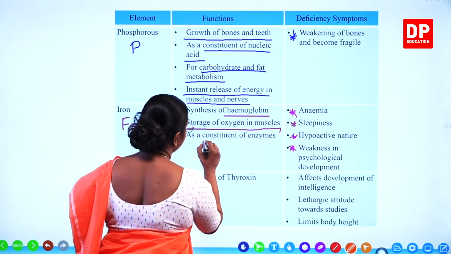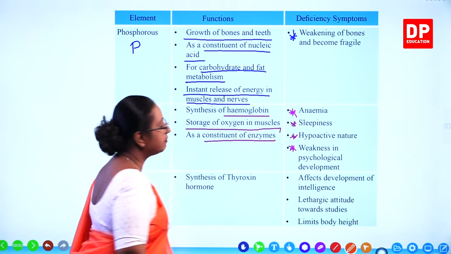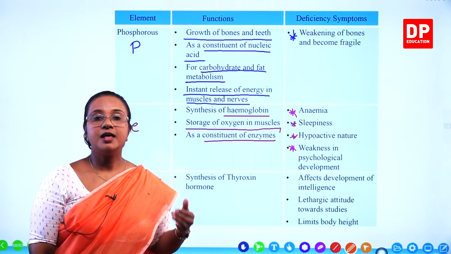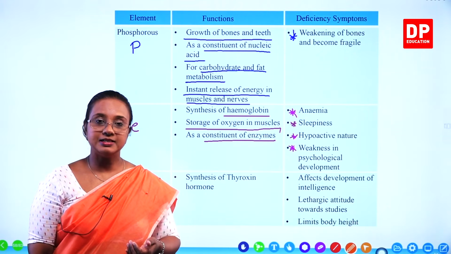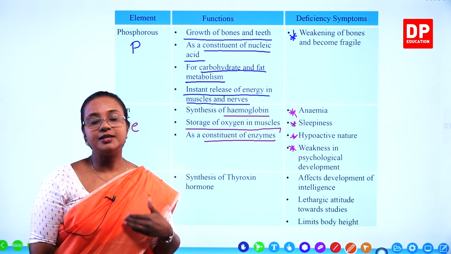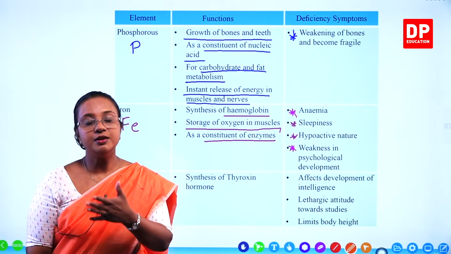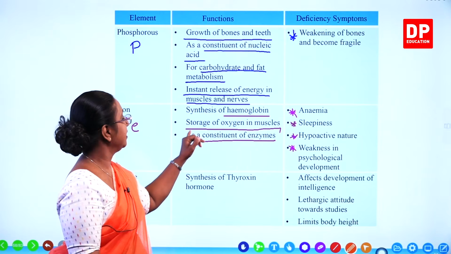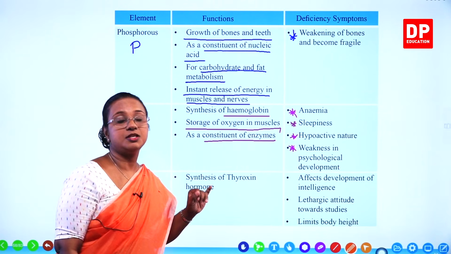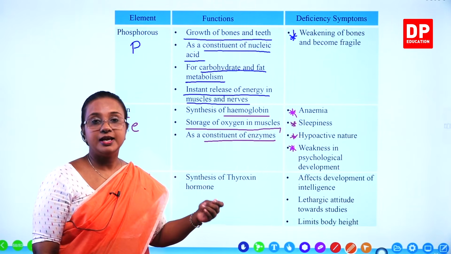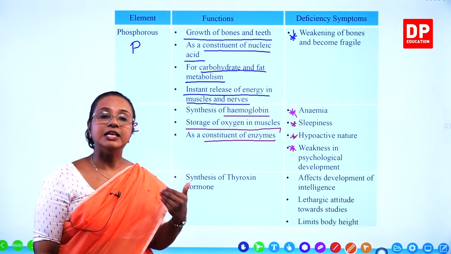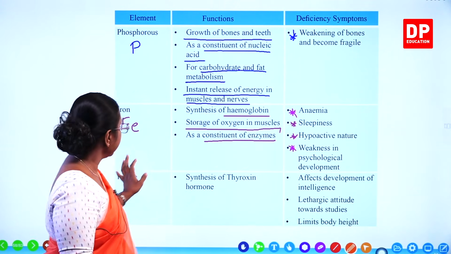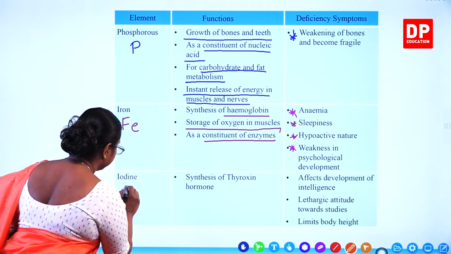The last importance is that iron is a constituent of enzymes. We have already talked about enzymes. They are biological catalysts. They are needed to increase the rate of biochemical reactions. Because iron is a constituent, it is part of the enzyme, and to make the enzymes we need to have enough iron in our body. The next one is iodine.